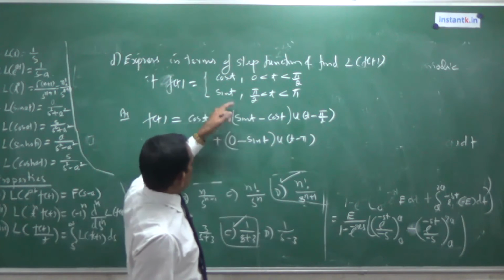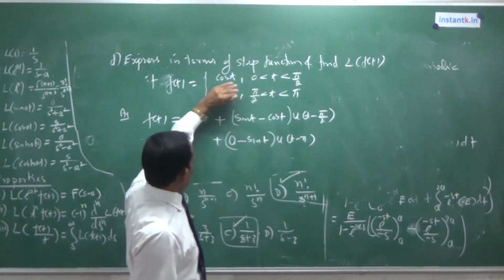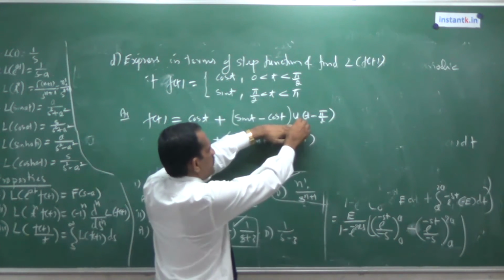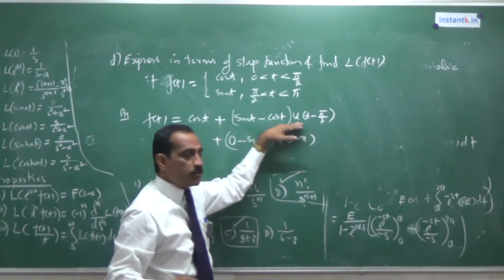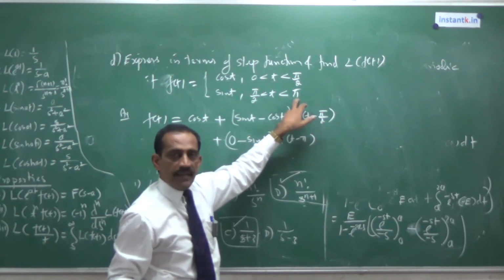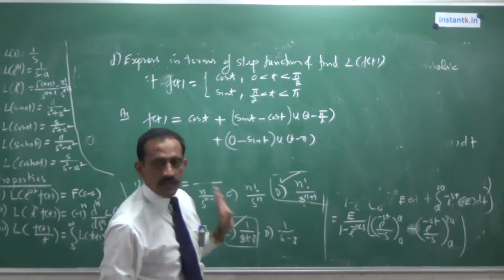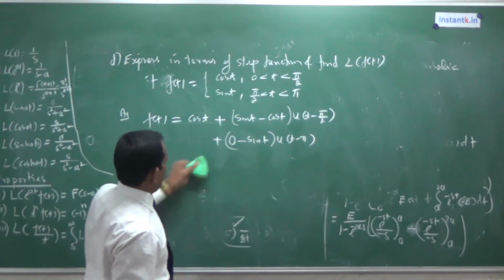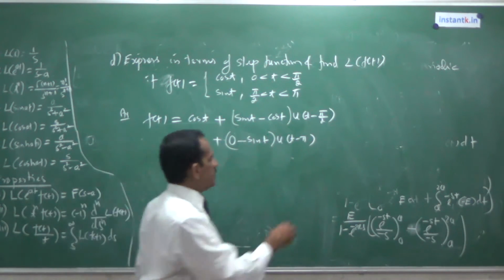But if the question is cos t from 0 to pi by 2, and sin t for t greater than pi by 2, that much is enough. But for sin t also there is a restriction. It works only up to t less than pi. Greater than pi means it is 0. Nothing is given there. So you have to remove this. Now after that, what do you have to do? Every term must be written in terms of t minus a to apply the second shifting property. What is the second shifting property?